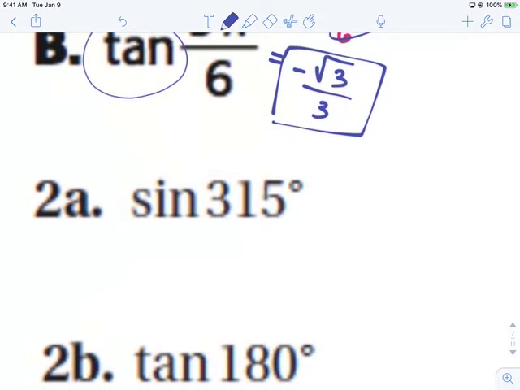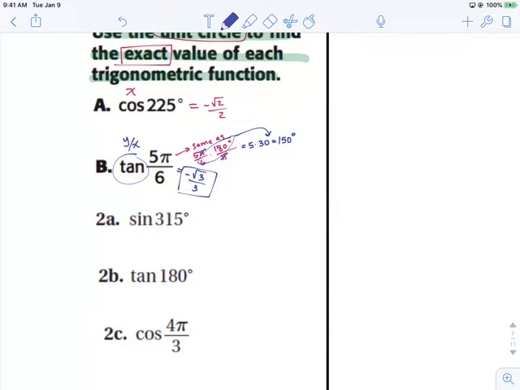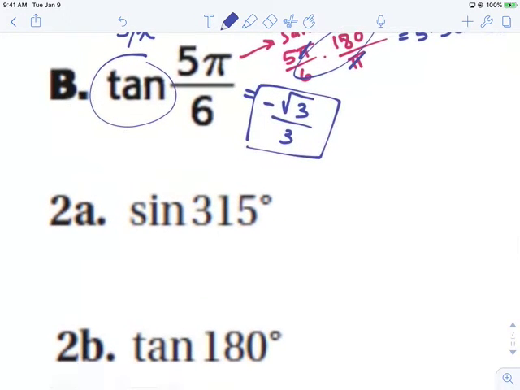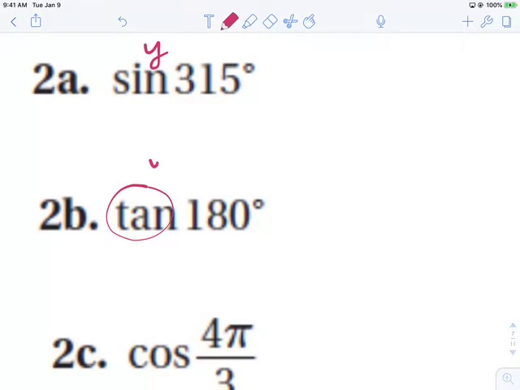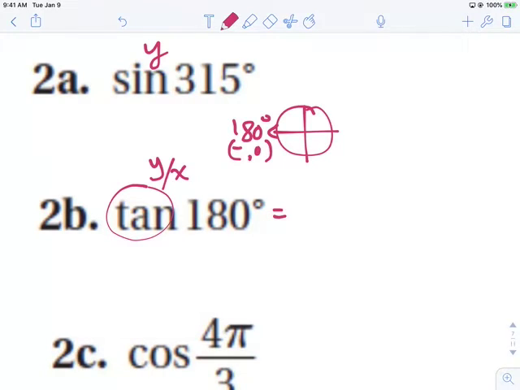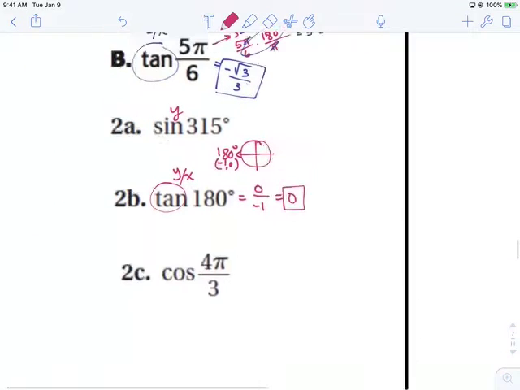So you should get this by now. There's a couple examples. Tan is the hard one because you have to do y over x. Sine, you're going to be looking at the y value for 315. Use your unit circle. Tangent, y over x for 180. That one's real quick. For 180 degrees, the y value is 0 and the x value is negative 1. So this is 0 over negative 1, so this is 0. So I'll do that one for you, and you get the leftovers.